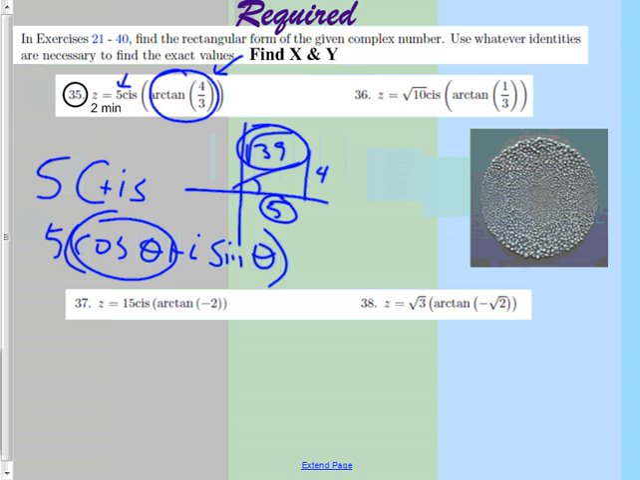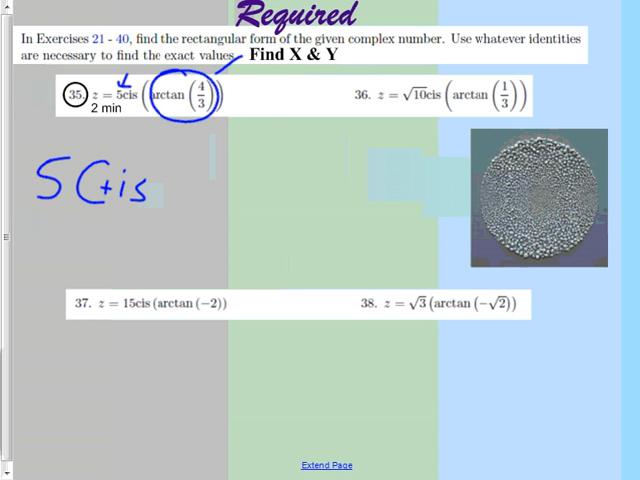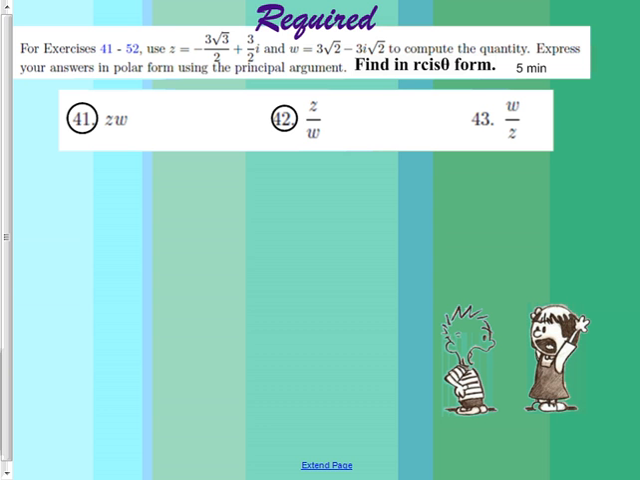So you draw yourself the picture for number 35, and then you do 5 times cosine plus I sine of whatever the angle is. We don't even care what it is. And you'll be able to replace them with those sides in the triangle you drew. Okay, moving on. 41, that's take this and multiply it by that. And that's good practice for you because that's like R2-ish stuff from the test.